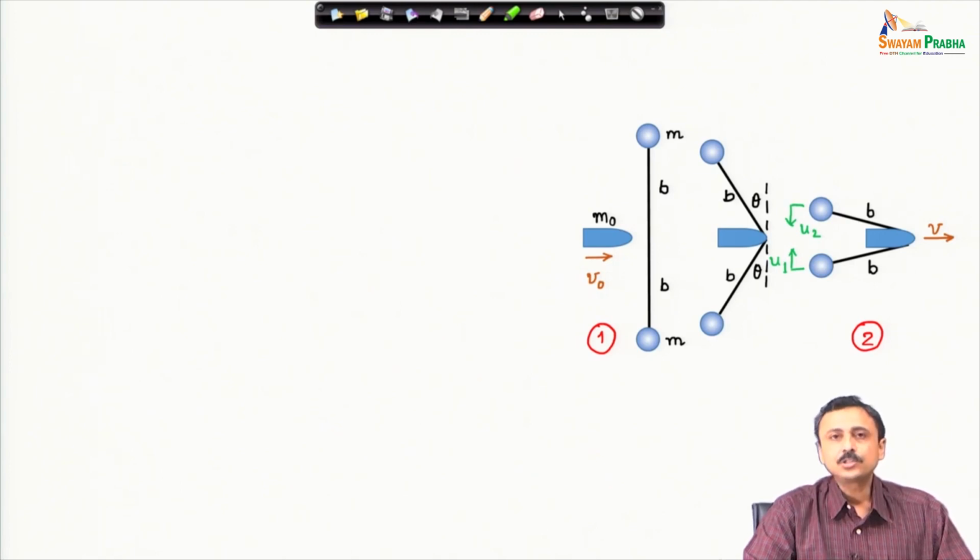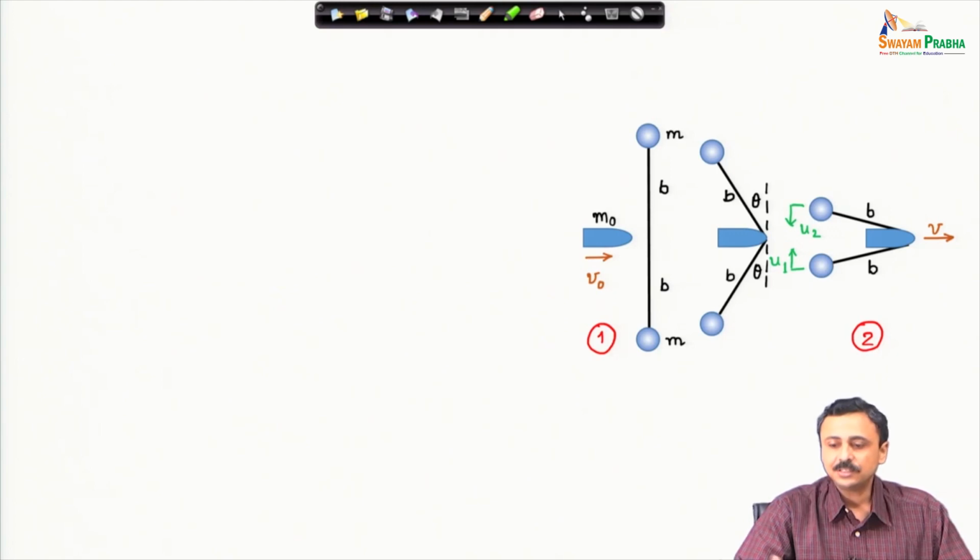Let us consider these two states of the system. I have marked in red 1 and 2. State 1 is just before the moving body hits the cord, and state 2 is when these two spheres are nearing contact. Which means theta is approaching 90 degrees, it is almost 90 degrees. Theta is almost 90 degrees, that represents state 2.